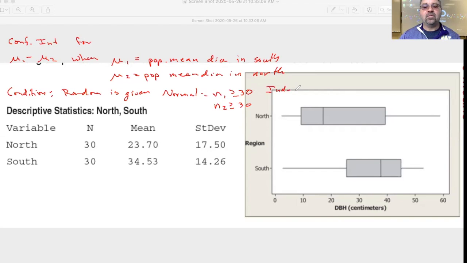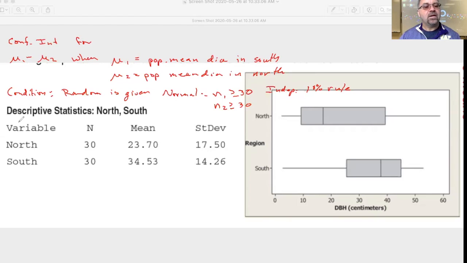And independent, well, this is a gigantic forest, so obviously we can assume there's more than 300 trees in the north and south. Also, because they're at opposite ends of the park, we can assume that they are independent of one another. So the 10% rule is going to work for individually, that they are sampling in an independent fashion from their population. And then independent sampling is because this was a totally different sample from the north and the south.